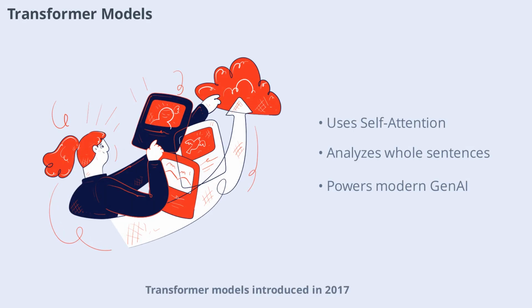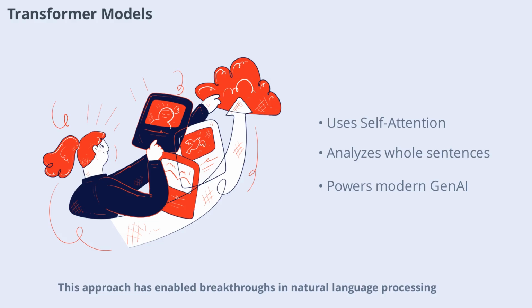Transformer models, introduced in 2017, have completely changed the landscape of AI. Unlike RNNs, transformers use a mechanism called self-attention to analyze entire sentences at once, calculating how each word relates to every other word. This approach has enabled breakthroughs in natural language processing, powering technologies like ChatGPT and Gemini. Transformers are now the foundation of modern generative AI, making them one of the most important architectures in the field.